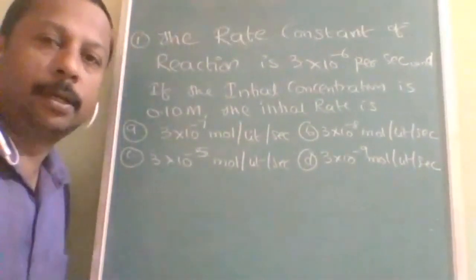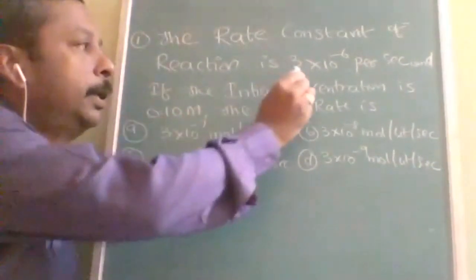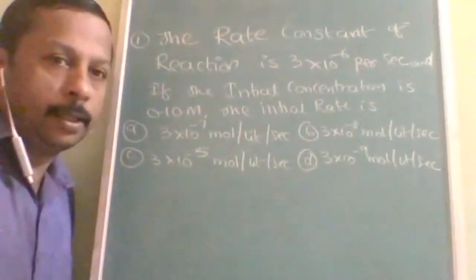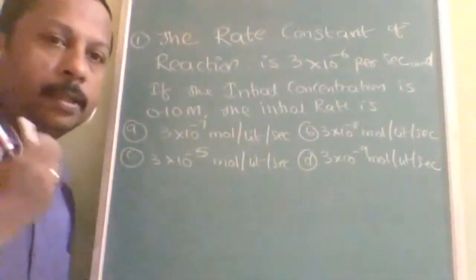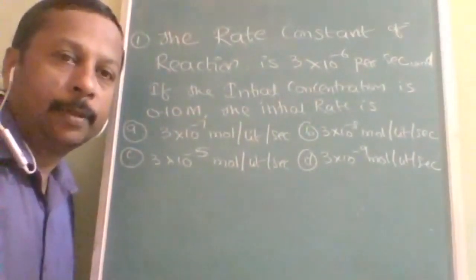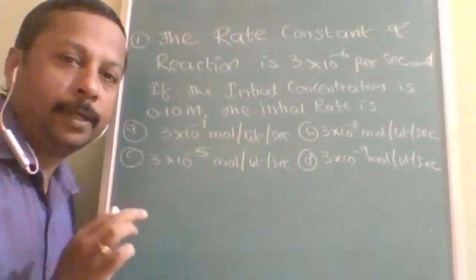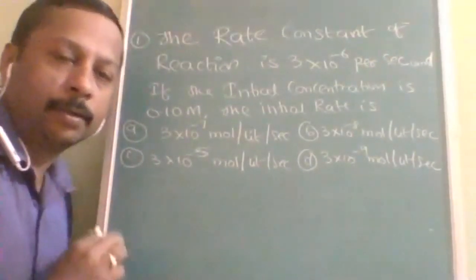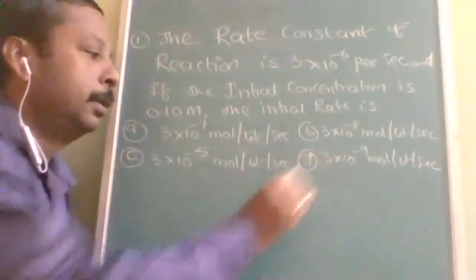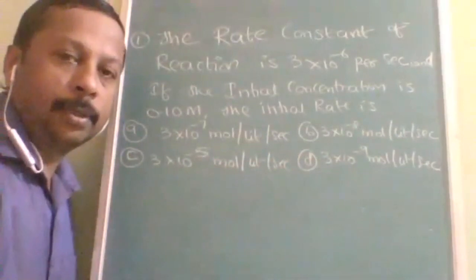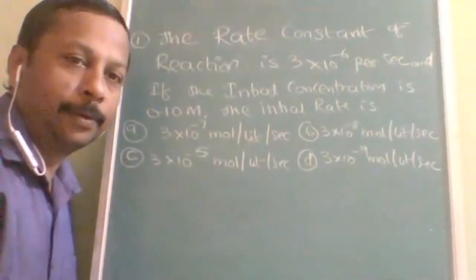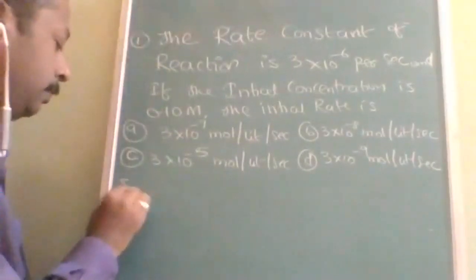The rate constant K of this reaction is given, and the initial concentration is given, and you have to find the initial rate. Okay, K is given, concentration is given, and rate you have to find out. Pause it, solve it, check your option, then go through the video solution. Even though your answer is correct, I suggest you listen to my explanation. Okay, now I am explaining.